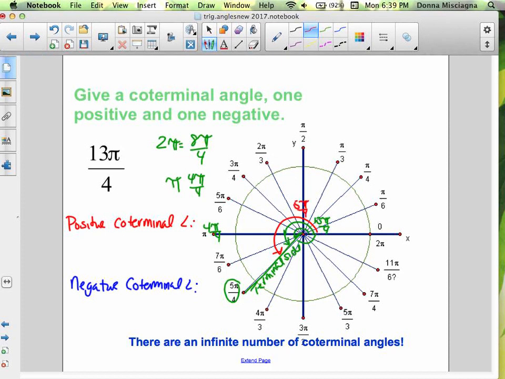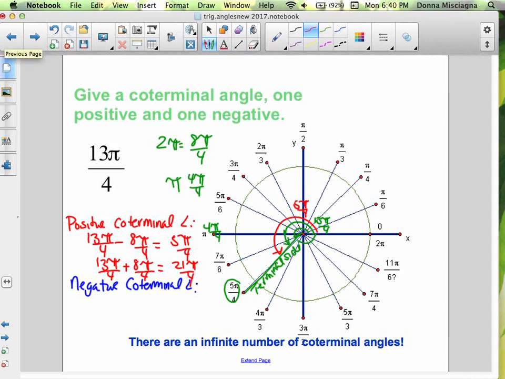Well, I'm not going to be giving you graphs that look like this so you can figure it out. You're going to have to calculate it out. But it's super easy. Let's calculate out one positive. So 13 pi fourths, if you haven't figured out, is already more than 2 pi. So since we're more than 2 pi, we could subtract 2 pi. 2 pi is the same as 8 pi fourths. And we'd still get a positive coterminal angle. We could find another positive coterminal angle simply by adding 2 pi. Because 13 pi fourths is so large, whether we added 2 pi or subtracted 2 pi, we are still going to get a positive coterminal angle.